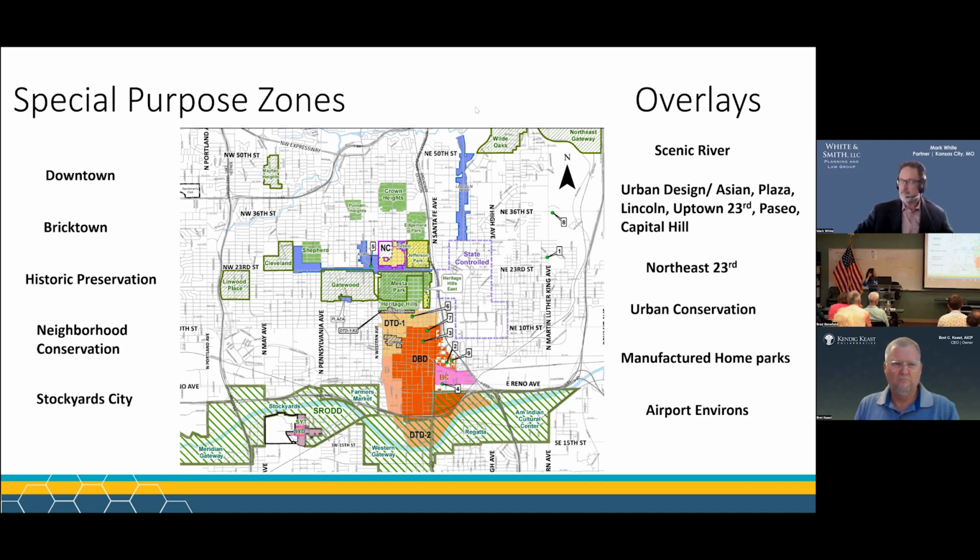And then on the right side, we have overlays that are for our special shopping districts: Asian District Plaza, Lincoln Boulevard, Uptown 23rd, Paseo and Capitol Hill. Those are all called urban design, UD, we call them. Northeast 23rd has another overlay. We have urban conservation districts, which are for neighborhoods.